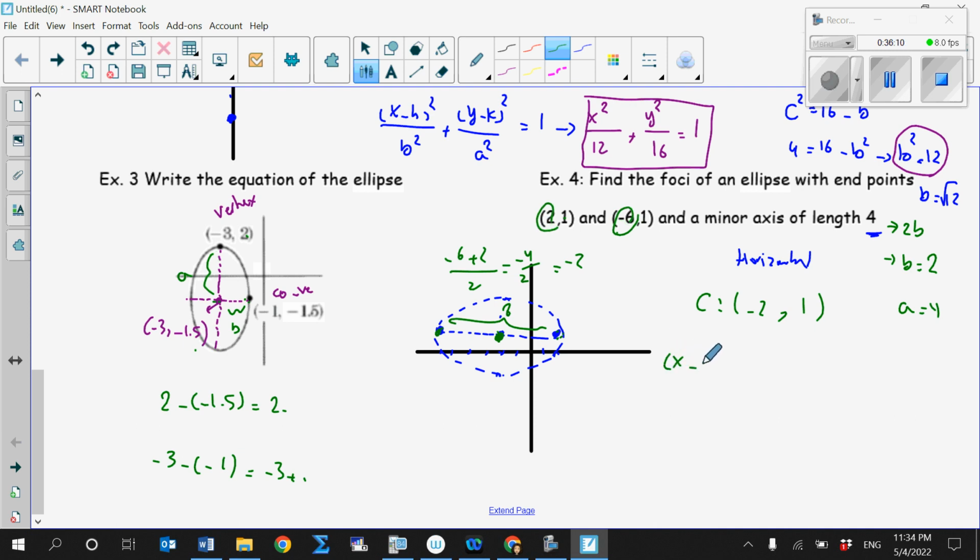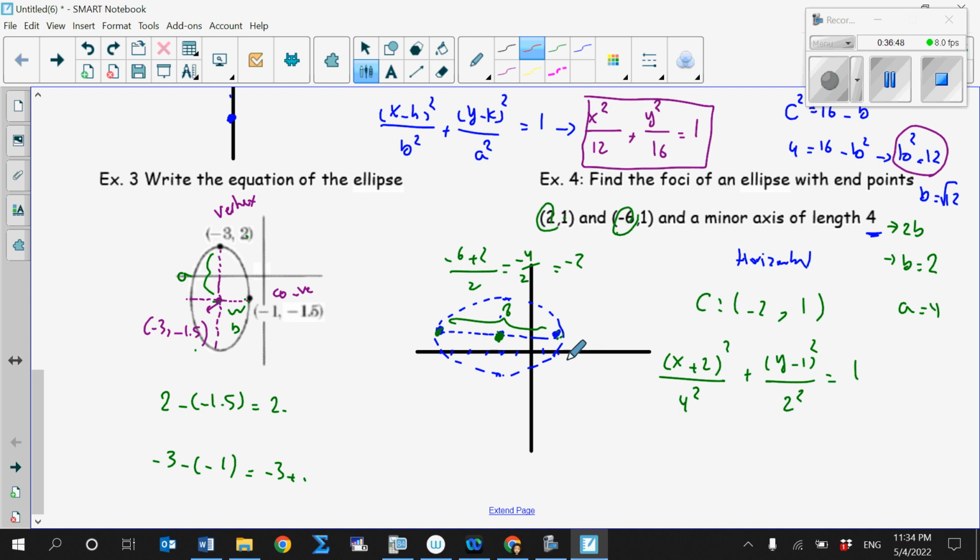X minus -2 is +2, squared, plus y minus 1, squared, equal to 1. Now, which one goes under x? Because this is horizontal, the bigger one goes under x. 4 squared. Notice a squared goes here, raised to the power of 2. And for this one, 2 squared goes here. So this will be the equation of this ellipse.